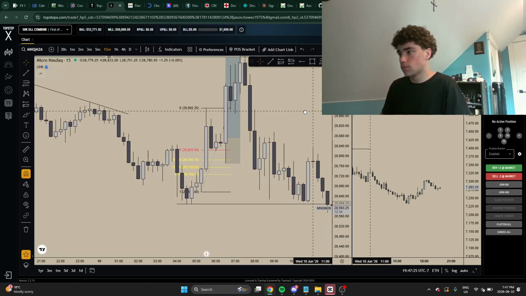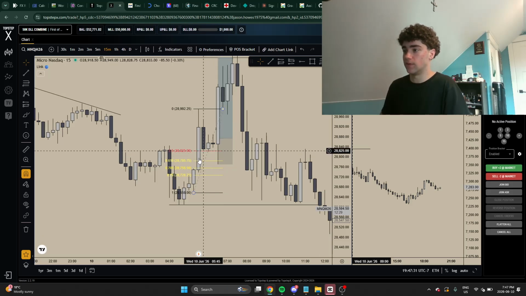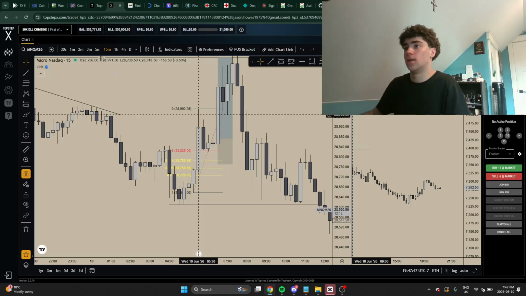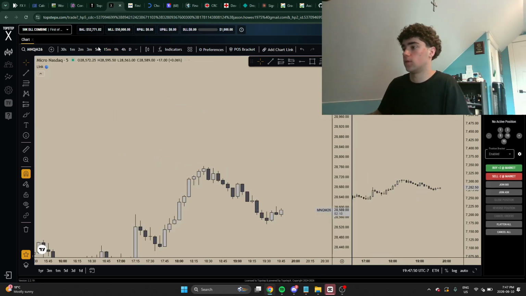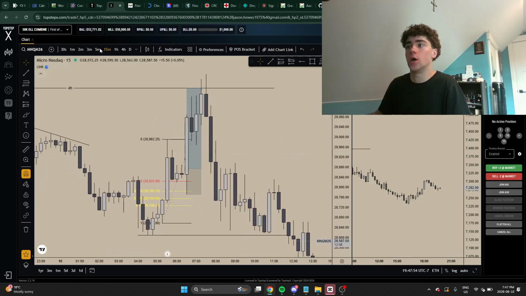Anyway, market opens here. We take out this 15-minute intermediate term low. We revisit this 15-minute fair value gap, and we hit the 0.618 level on the Fibonacci. I've been using this a little bit more recently, but using the Fibonacci levels is not an end-all-be-all kind of thing. This is more of an extra confluence, just the cherry on top.